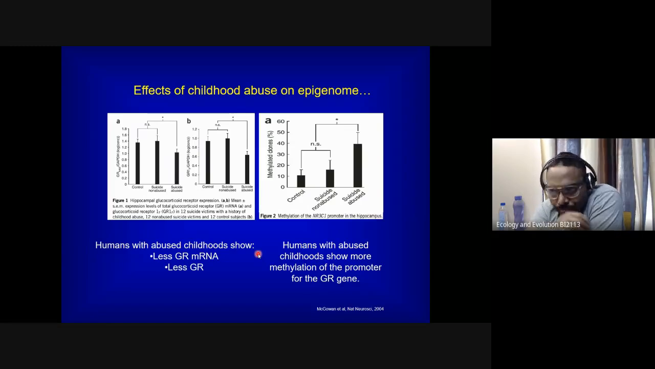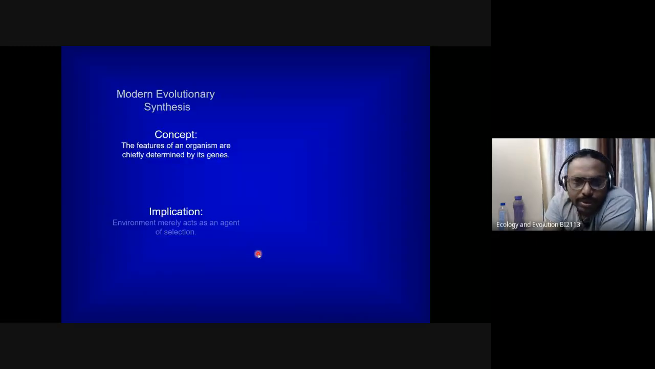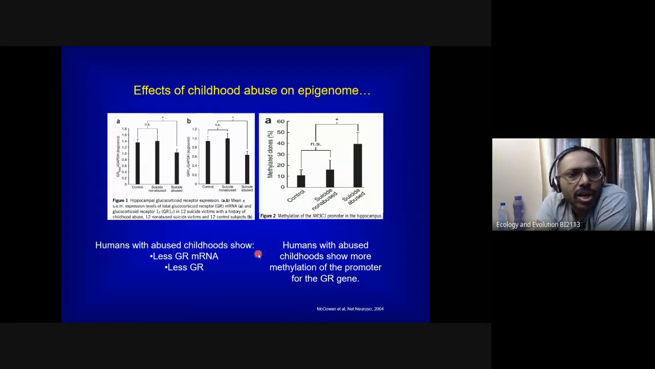Interestingly, a similar phenomenon has been shown, not in the context of methylation, but in the context of the effect of early childhood abuse on personality later in life. Have you heard of the Romanian babies? Anyone? How many of you have heard of Romania, the country?